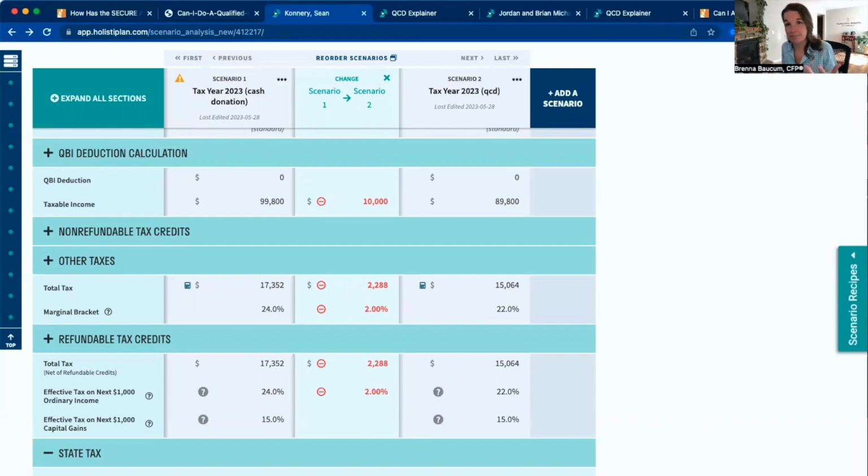Again, the timing on when you need to start RMDs has changed. So while in this example, Sean is 75, you can gift using the QCD as early as 70 and a half, whether or not you are subject to required minimum distributions. So something important to keep in mind.